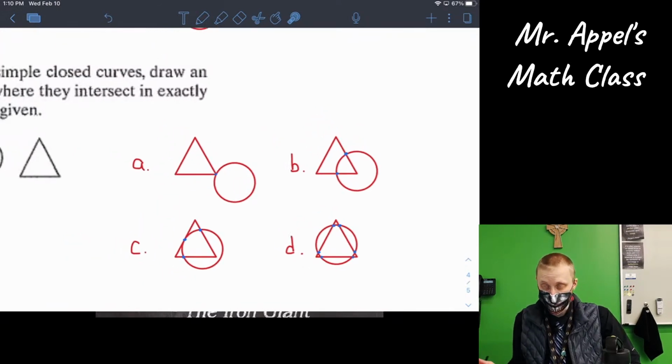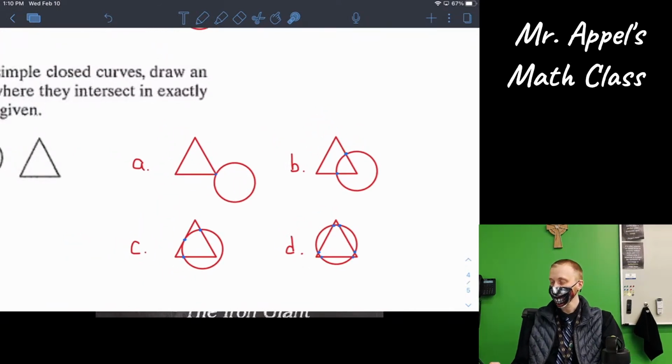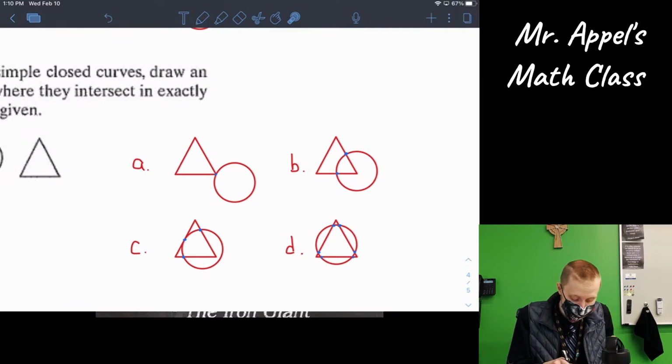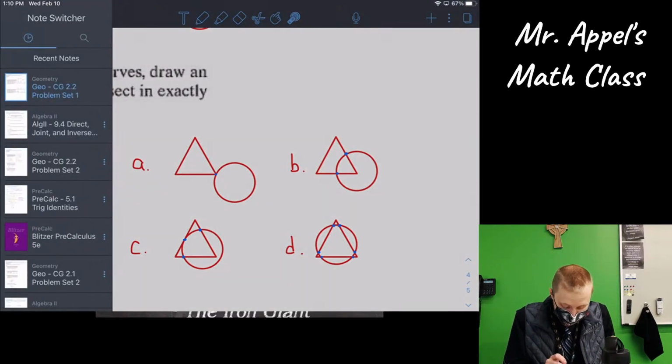Okay, questions there? No? All right, then let's introduce today's problem set, problem set 2.